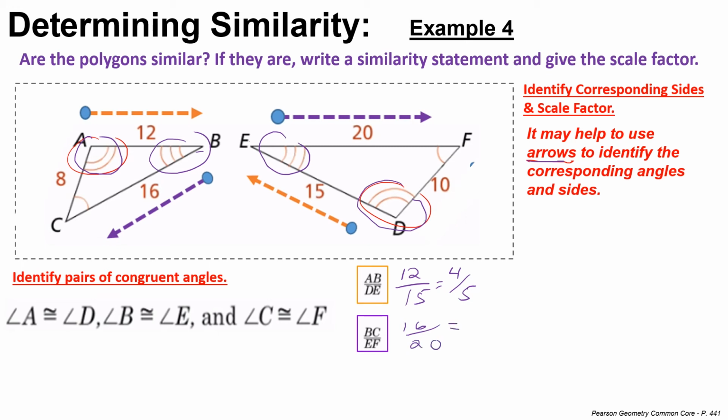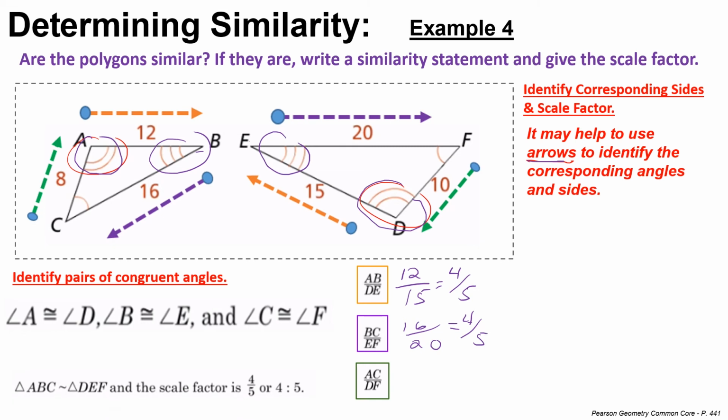That also reduces to 4/5. If it did not reduce to the same ratio, you could just stop and say they're not similar. But since it is reducing to the same fraction, we have to do the third side as well. The only 2 sides left are AC and DF, because we're going from 1 arc to the 2 arcs. And so that would be 8 over 10. That reduces to 4/5.